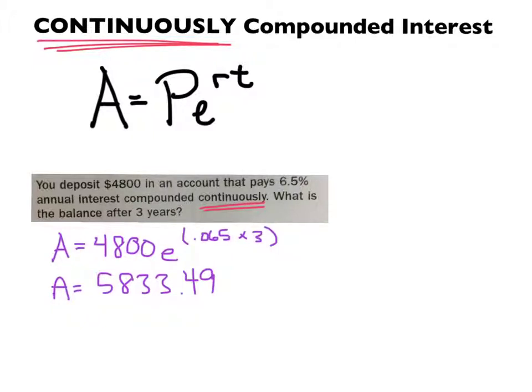How much interest did we earn? $1,033. So you have to be careful of what the question's asking. If it asks you how much interest you earned, then you would have to subtract from your original. But that's how you use continuous compound interest.